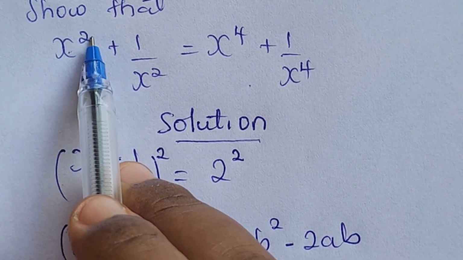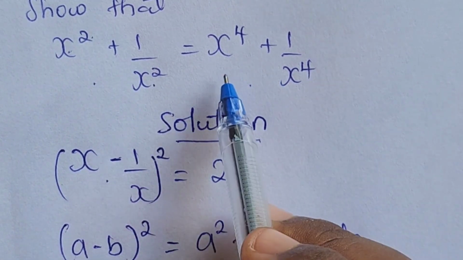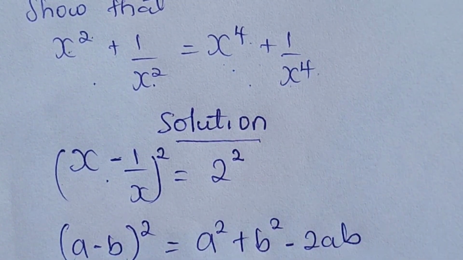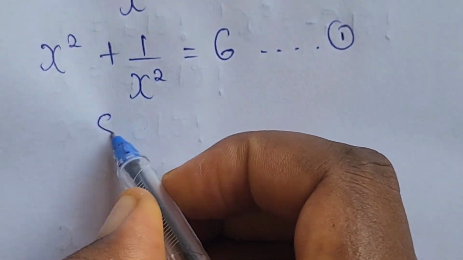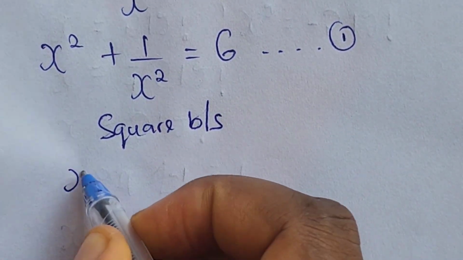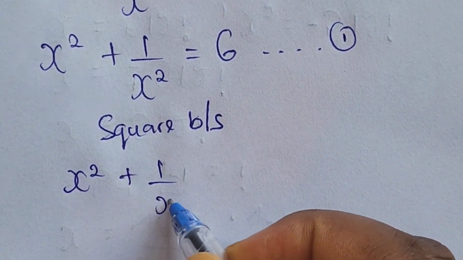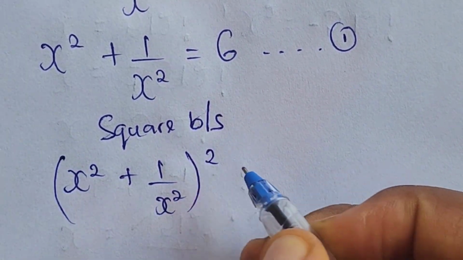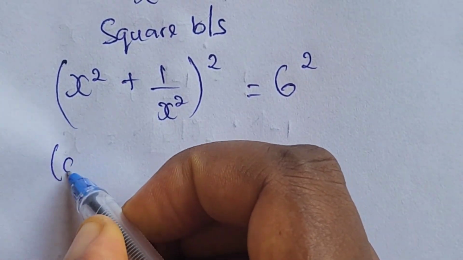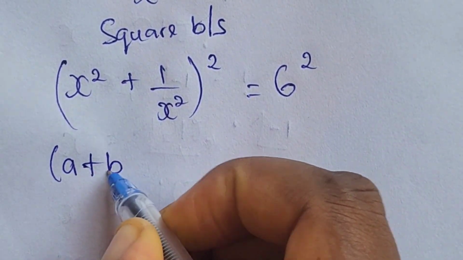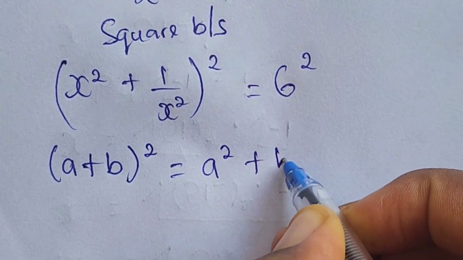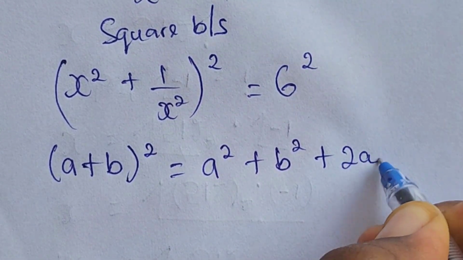So we've gotten the value of x squared plus 1 over x squared, and we want to find the value of x to the power of 4 plus 1 over x to the power of 4. So from here, let's square both sides of the equation to have x squared plus 1 over x squared all to the power of 2 is equal to 6 to the power of 2. So when we apply, when we have a plus b all squared, this is equal to a squared plus b squared plus 2ab.